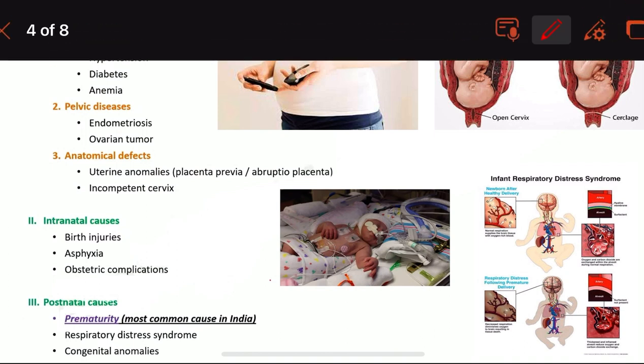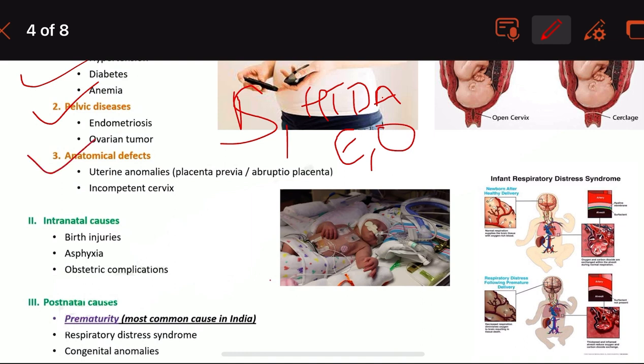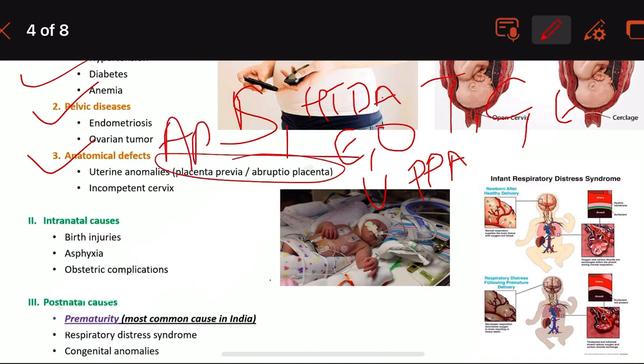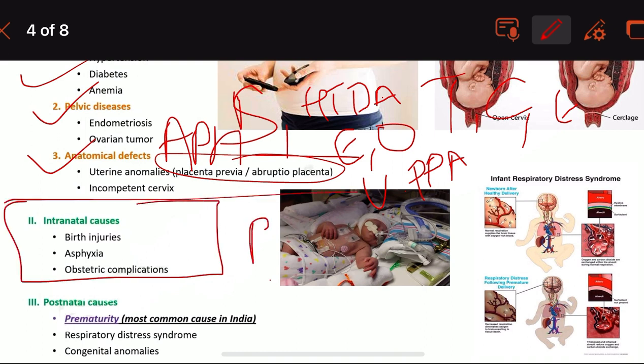So let us summarize the causes. Antenatal causes: we have systemic maternal diseases like systemic hypertension, diabetes, anemia. Then we have pelvic diseases, endometriosis, ovarian tumor. Anatomical defects, uterine anomalies, placenta previa, placenta abruptio, and we have toxemia of pregnancy, congenital defects. Then erythroblastosis fetalis can also be a cause, that is blood incompatibility. Antepartum hemorrhages. So all of this. Next, we move on to the intranatal causes during birth.